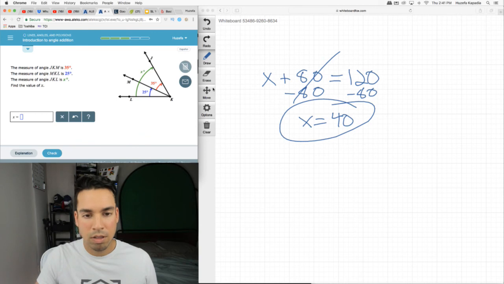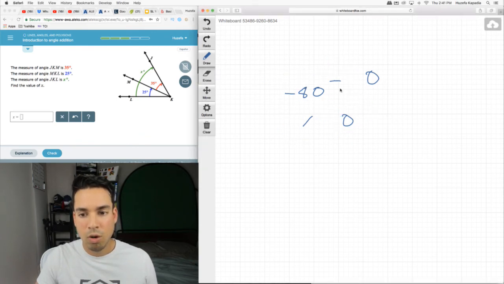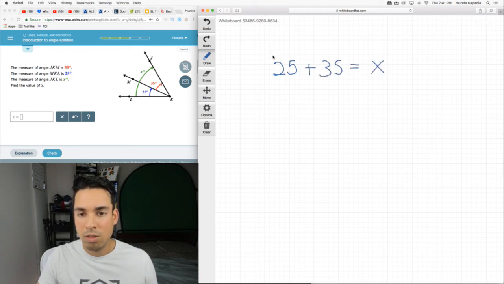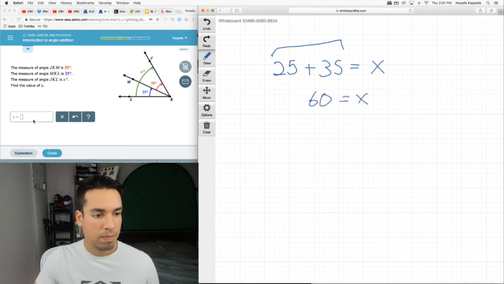Okay, now this is a little different. Now we're trying to find that total value. So what can we say here? Well, now we can say that these two parts add up to equal X. So in this case, they're saying that 25 is one part plus 35 is the other part equals the total, which is X. So now we just got an addition problem. What's 25 plus 35? It's 60. 60 equals X.